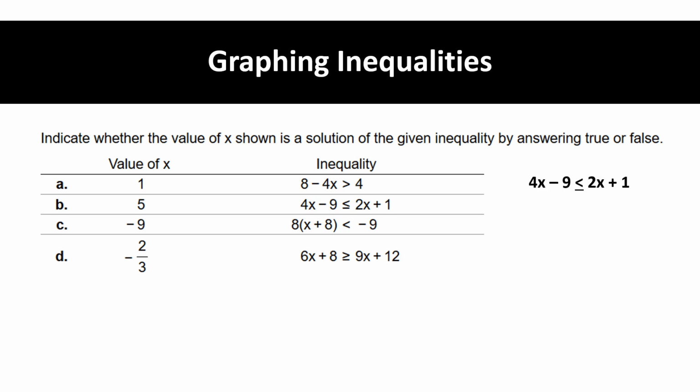For b, x is 5, so we substitute 5 in for x for both the left hand and the right hand side of this inequality. We have 4 times 5 minus 9 on the left and 2 times 5 plus 1 on the right. Multiply them before we add or subtract. We get 20 minus 9 and 10 plus 1. 20 minus 9 is 11, and if we take 10 plus 1 we get 11. So we have 11 is less than or equal to 11.